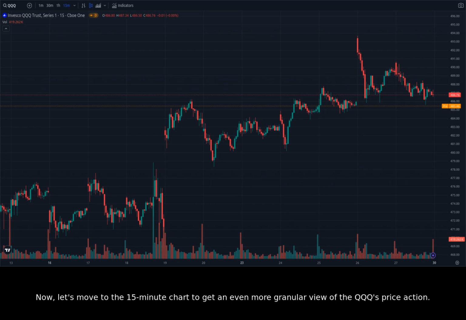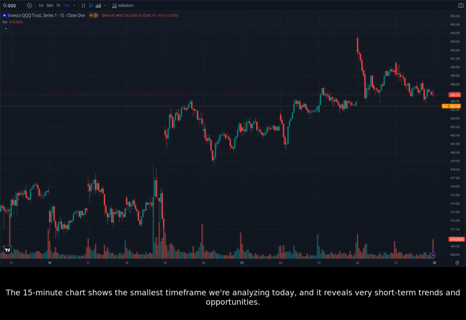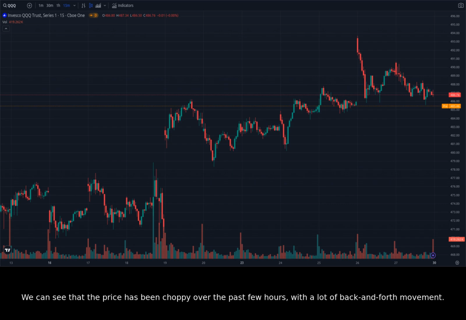Now, let's move to the 15-minute chart to get an even more granular view of the QQQ's price action. The 15-minute chart shows the smallest time frame we're analyzing today, and it reveals very short-term trends and opportunities. We can see that the price has been choppy over the past few hours, with a lot of back-and-forth movement. This suggests that there are many buyers and sellers vying for control of the price.